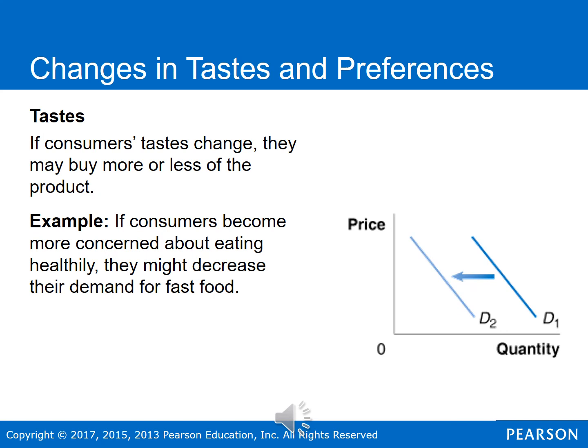The next variable we're going to look at is changes in tastes and preferences. If consumers' tastes and preferences change over time, they may buy more or less of a product, depending on how their tastes evolve. So for instance, if consumers become more concerned about eating healthy, they may decrease their demand for fast food. Looking at the figure on the right, the demand curve shifts from D1 to D2 to the left, because now consumers are less willing to buy fast food. It doesn't meet that need anymore because their needs have changed to preferring more healthy options rather than just getting tasty food.